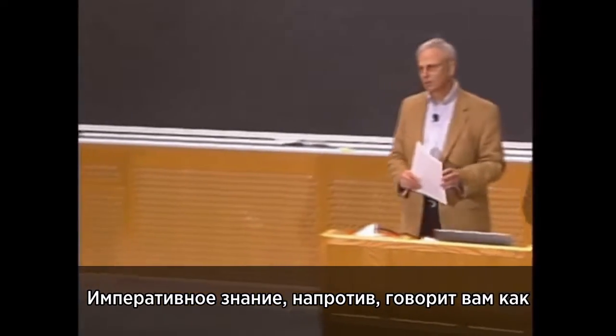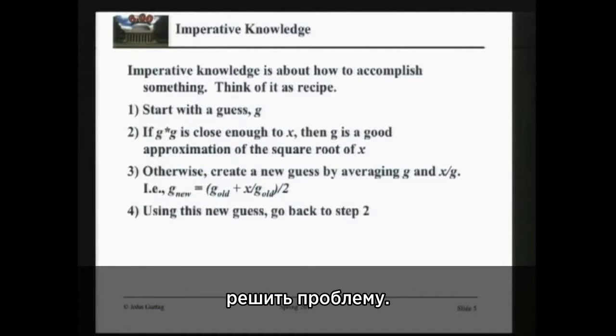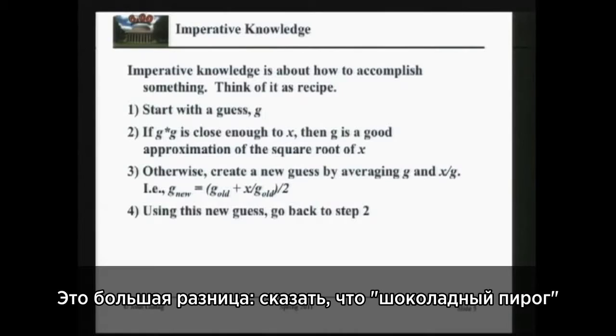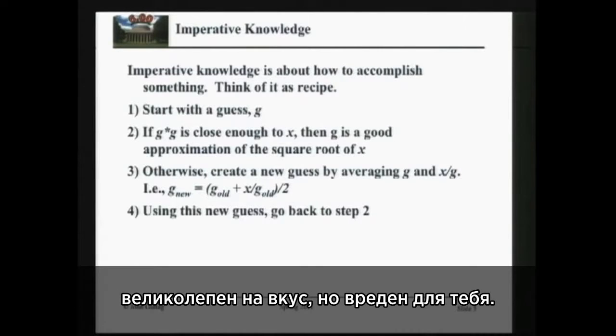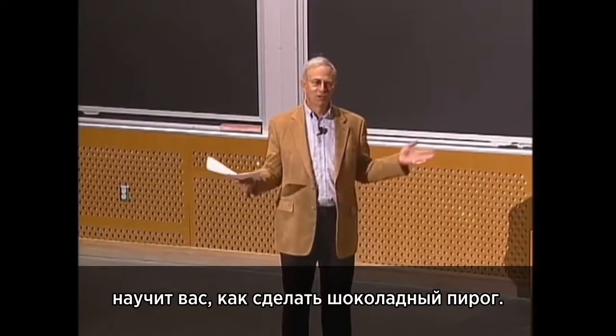Imperative knowledge, in contrast, tells you how to solve a problem, how to accomplish something. So you could think of it as like a recipe in a cookbook. It's one thing to say a chocolate cake is something that tastes delicious and is bad for you. That's declarative knowledge. But you can open a cookbook and get a recipe that tells you how to make a chocolate cake. That's imperative knowledge.